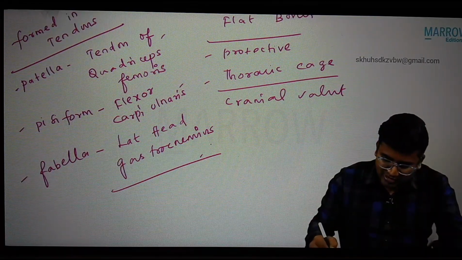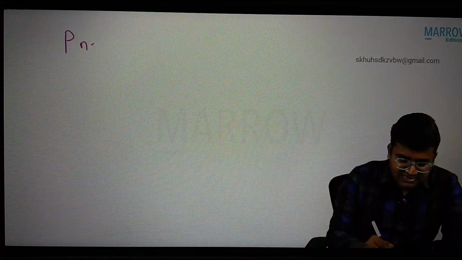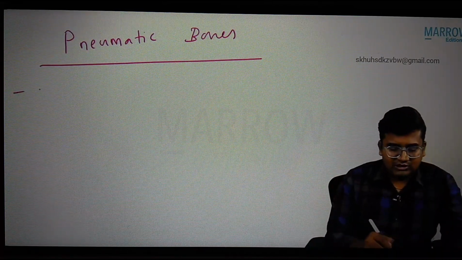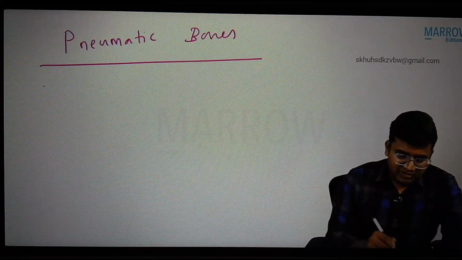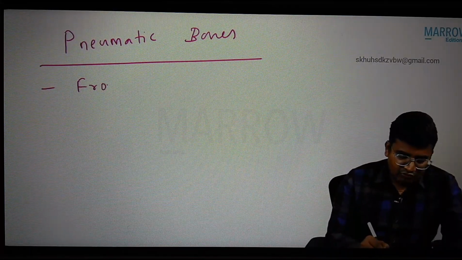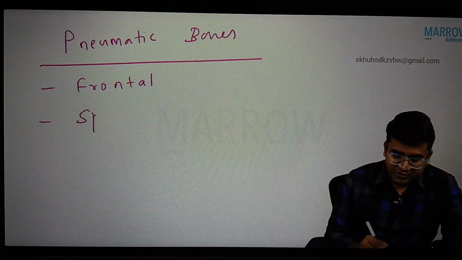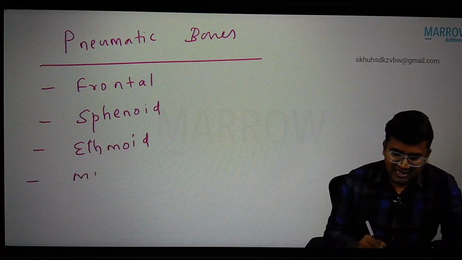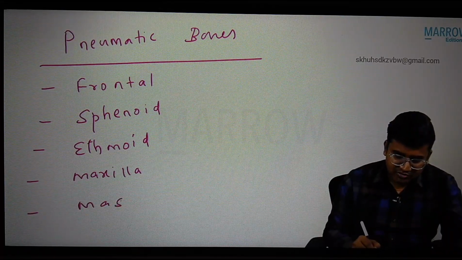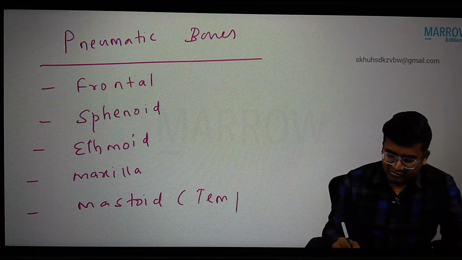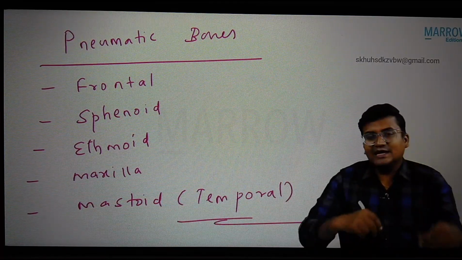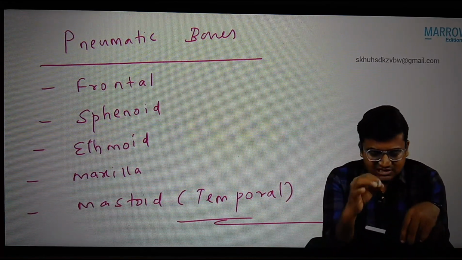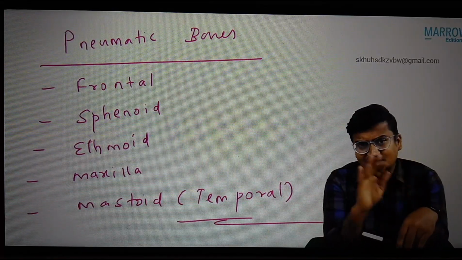Now we also have pneumatic bones. The name itself gives you a clue: they have air-filled cavities. So which bones contain air cavities? Number 1, frontal bone. Number 2, sphenoid bone. Number 3, ethmoid bone. Number 4, maxilla. And the mastoid, which is part of temporal bone. All these bones contain air cavities. These are the various examples for the different types of bones. Just to know the type and their example is more than sufficient.